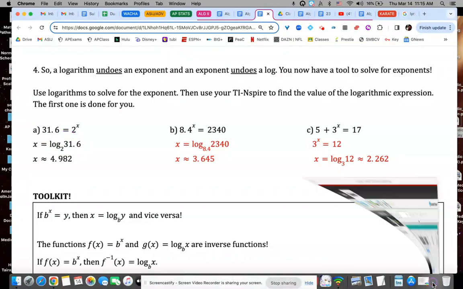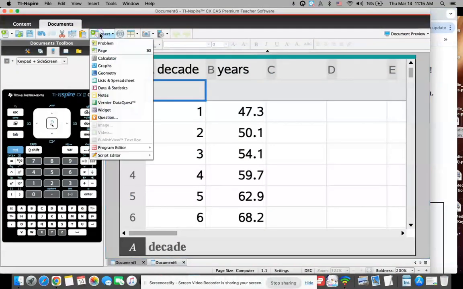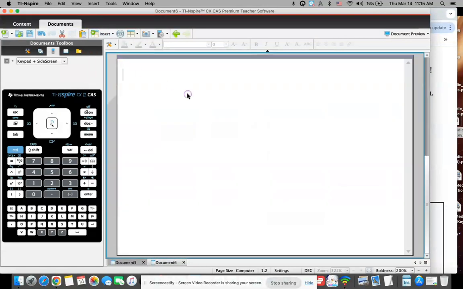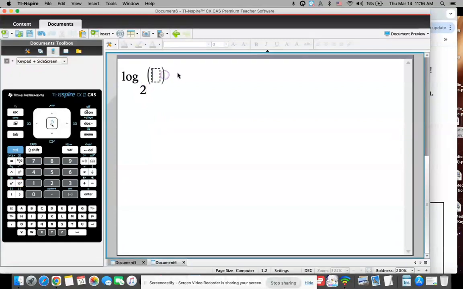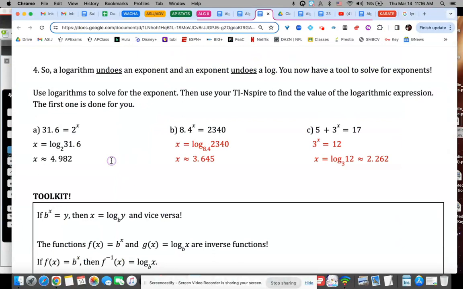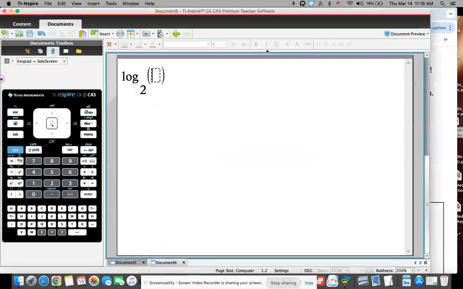Let's take a quick look at the calculator. I'm going to insert a calculator page here for us. And remember, right on the left-hand side above the 10 to the x is a log button. So we're going to hit control and then that, and you'll see it gives you the option to put in whatever base you need. We need the log base 2, and I want to put in 31.6.